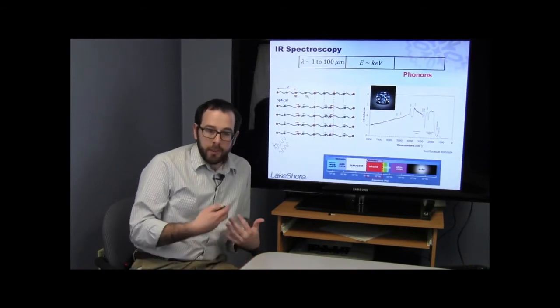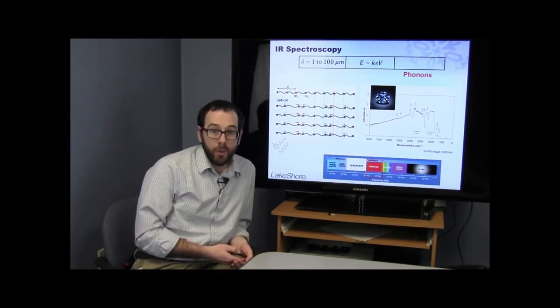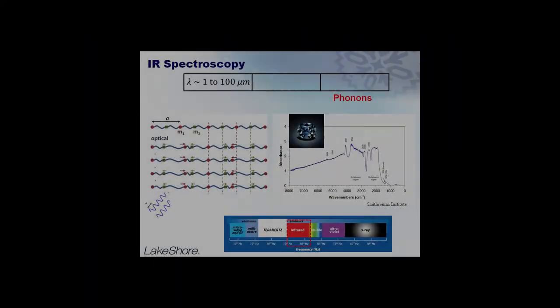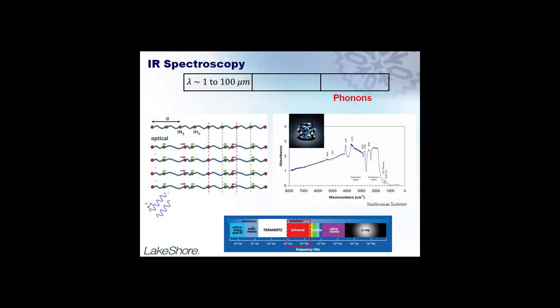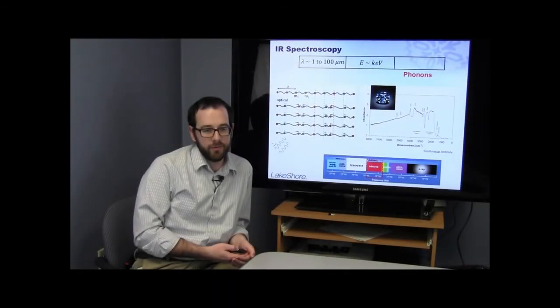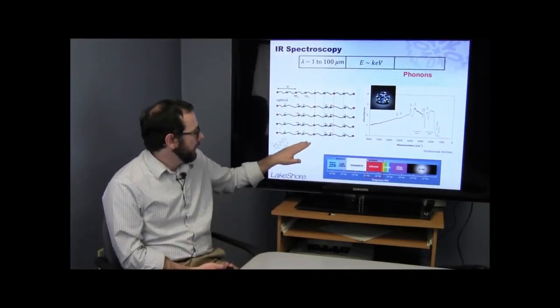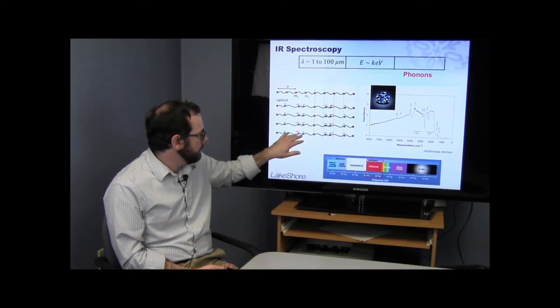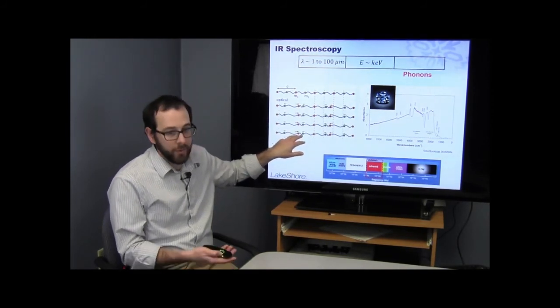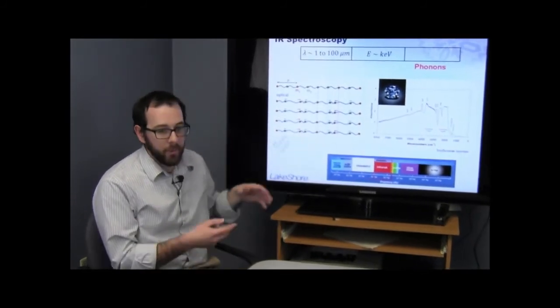Now we're going to move a little bit farther down in energy to longer wavelengths into the IR region of light. In the IR region, our wavelengths are now between about 1 and 100 microns, so these are fairly long wavelengths, and the energy that corresponds with IR radiation is in fact commensurate with what are called phonons. And phonons are really crystal lattice vibrations. If you think about a crystal lattice, you have two different atoms, the red atoms and say the green atoms, and those are going to vibrate inside of the crystal.